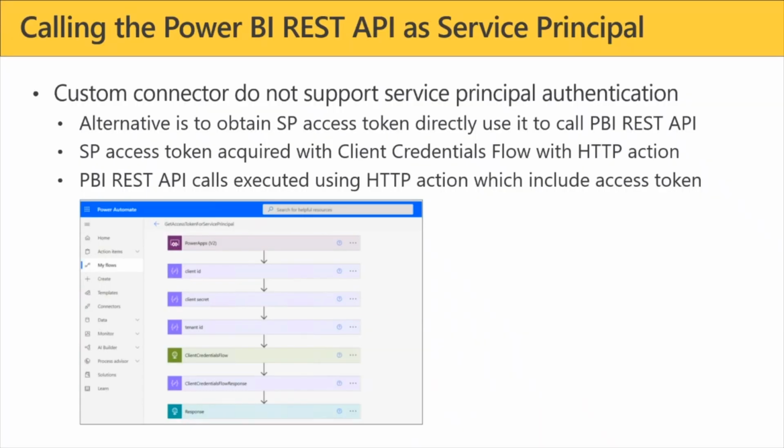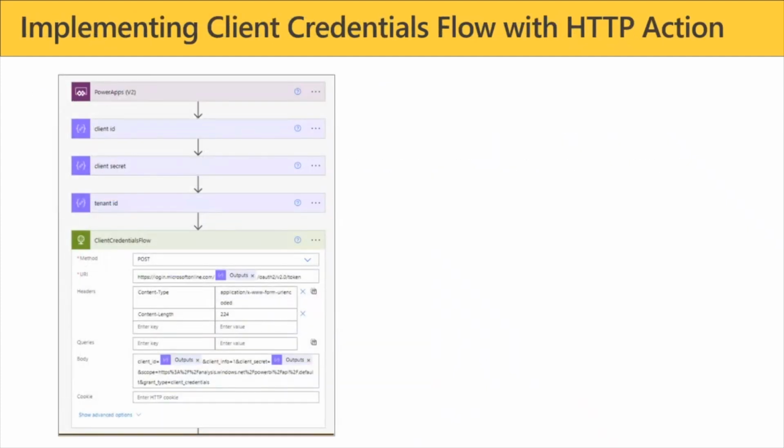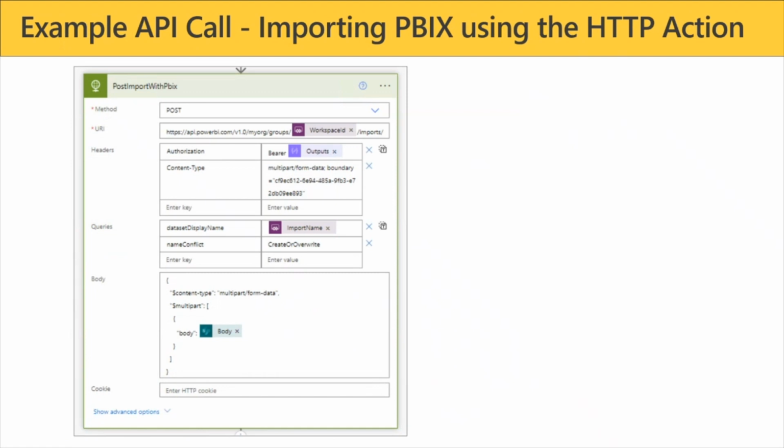So what I wanted to show is how you can call the Power BI REST API as a service principal. And because we can't use custom connectors, the idea is to go through client credentials flow and basically get the access token right back into your flow and then make calls using the HTTP action. It's a little bit more work, but I also find that it gives you complete flexibility. Now, we saw client credentials flow, how to get that access token. And then I showed you an example of importing PBIX files using the HTTP action and showed how you're able to take the access token and add it inside there.